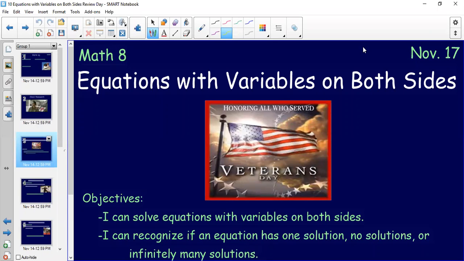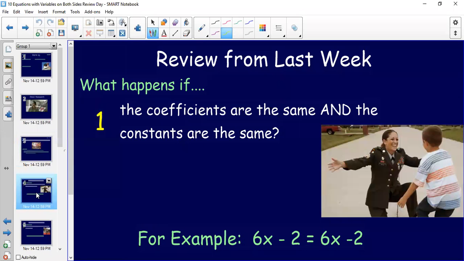We're going to do a quick review of equations with variables on both sides, especially since yesterday's lesson was so tricky. We're just going to go through one of each type of question, and then I will attach a gallery walk for you to try some examples on your own. And I'll also post the answers so you can check and see how you're doing. All right, so let's start with problem number 1.